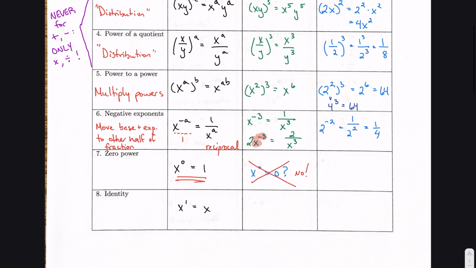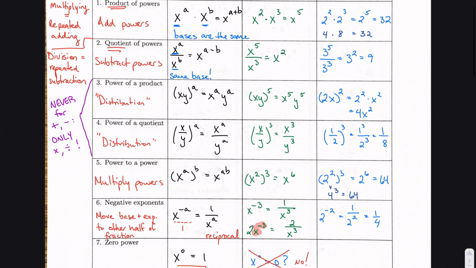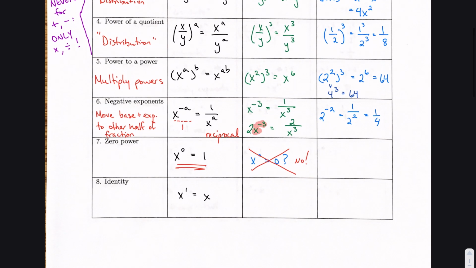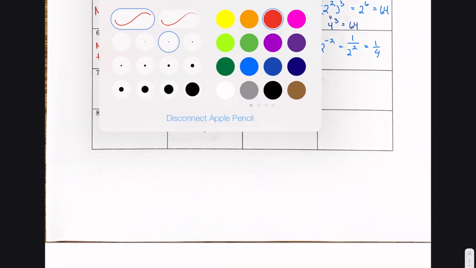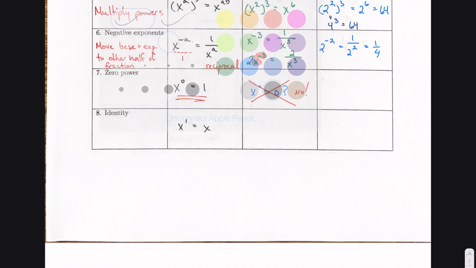All right, so here are all of my powers, right? Product, add, quotient, subtract. If I have a product or a quotient that I'm raising to a power, I can just distribute. If I have a power to a power, I'm going to multiply. And then, of course, my negative exponents get flipped. 0 power is 1. First power is the identity, so it's just itself.